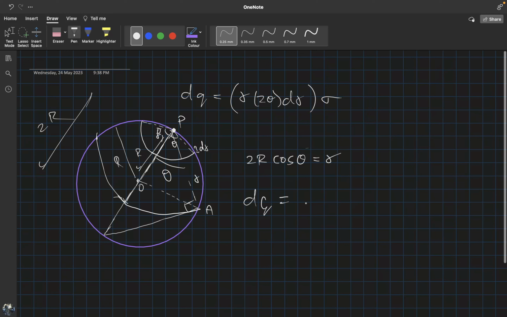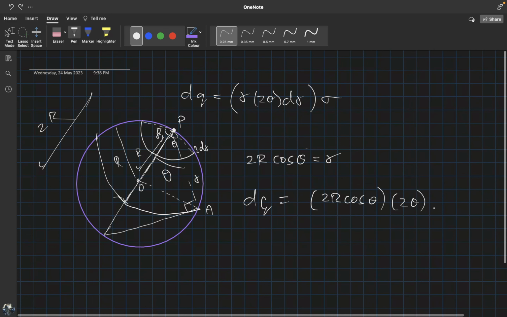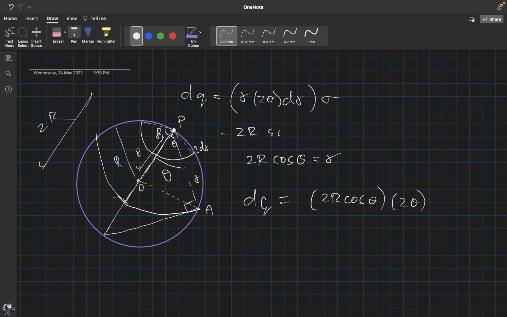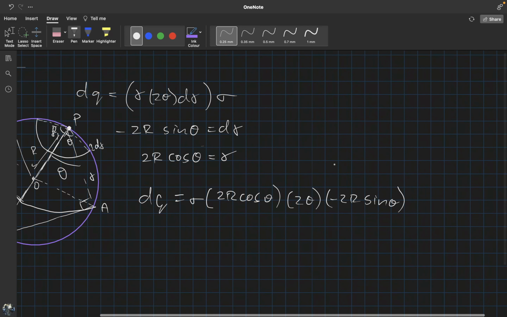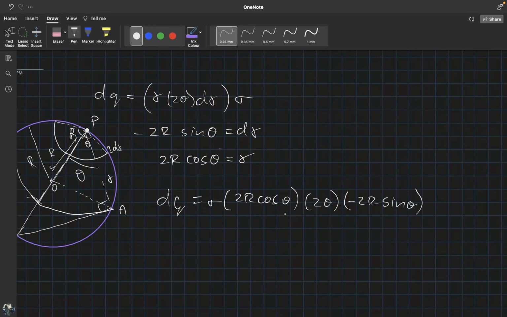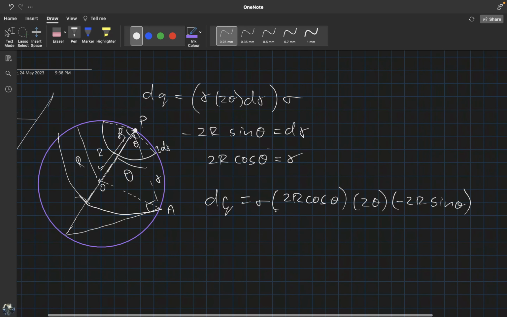dq is equal to sigma times 2 dr. We'll have to differentiate this on both sides. 2 capital R cos theta gives minus sine theta, that's equal to dr. So this will be minus 2R sine theta, and sigma of course is in the front. We can write potential now. Potential was to be gotten, right?